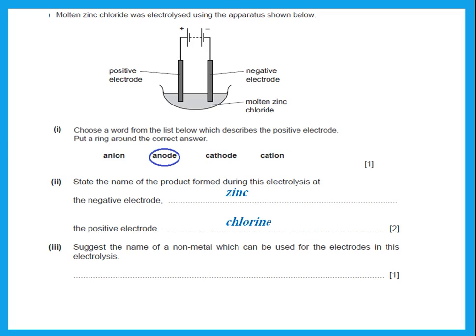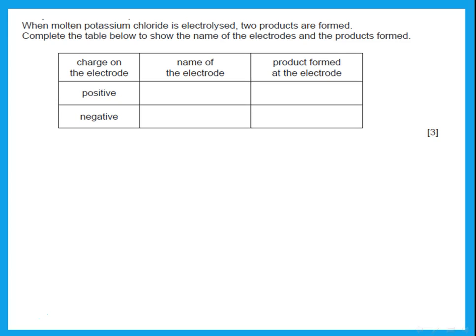So just the name of a nonmetal which can be used for the electrodes in this electrolysis. Remember that these are using inert electrodes, and we said which nonmetal is used. Remember that we said if he says which nonmetal, the nonmetal is carbon. If he says which substance, then you can say graphite.